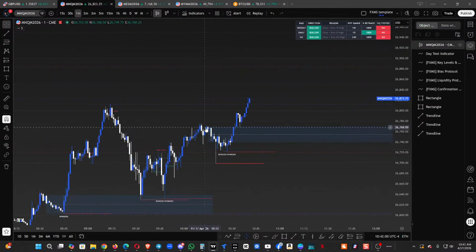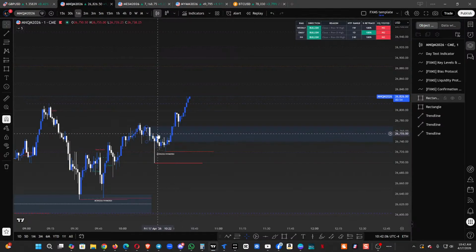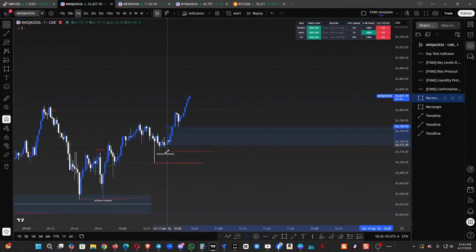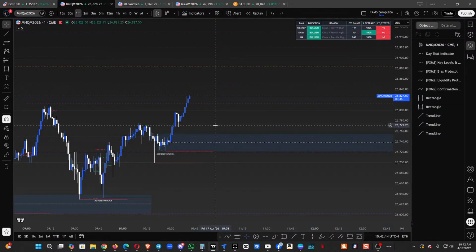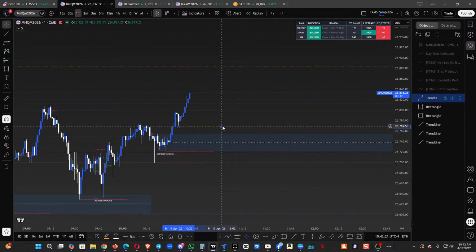So what does that look like? Yeah, this down here, right? So we have a swing here. We've got an imbalance here. We've got this level here. So yeah, I'm going to use the same level that we just marked out. Just like that.